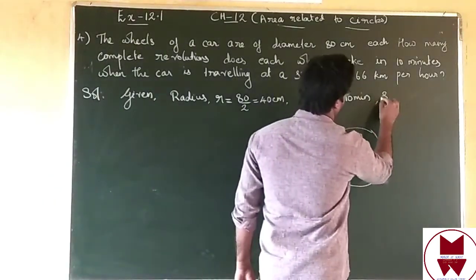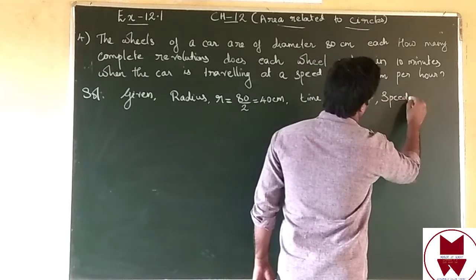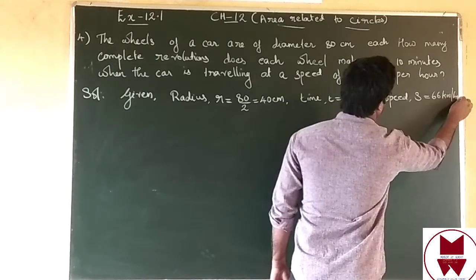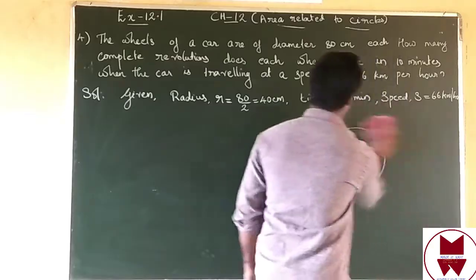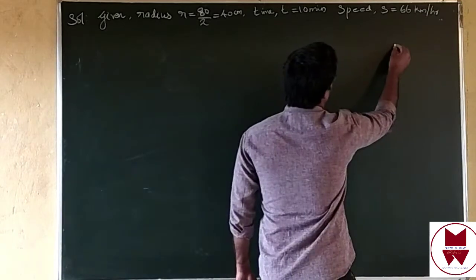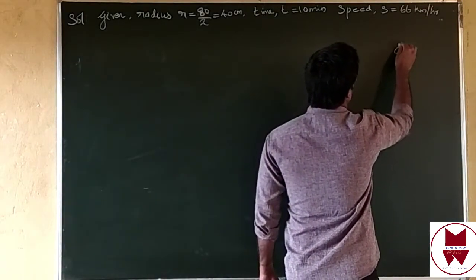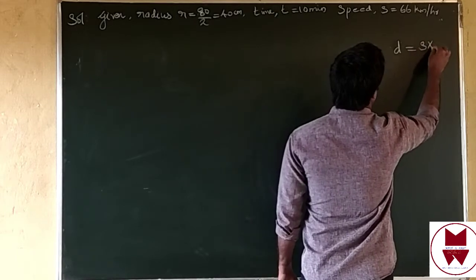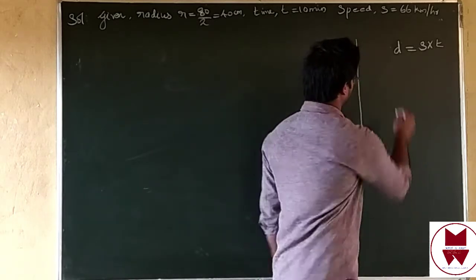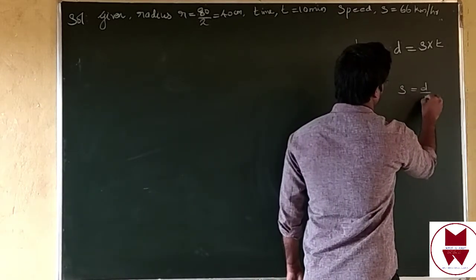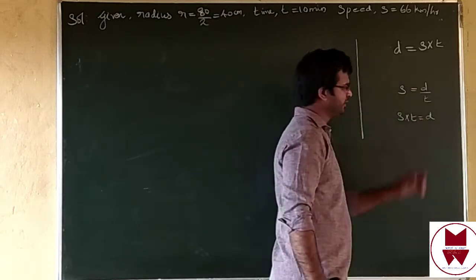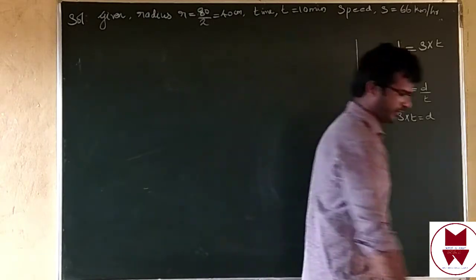And then speed. Speed is equal to 66 km per hour. Before starting this problem, we have to study some basic concepts. First, distance. Distance means speed into time. You know, speed means distance by time, isn't it? From here, bringing t to the left side, s into t equal to d. Distance means speed into time. This is the first formula we will use here.